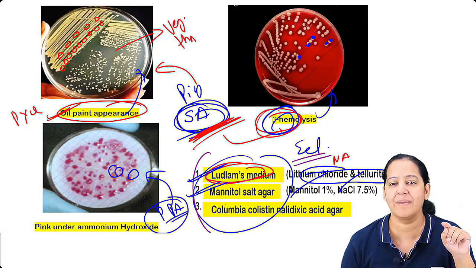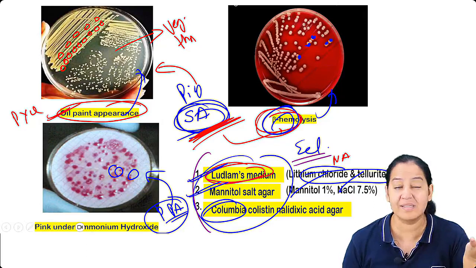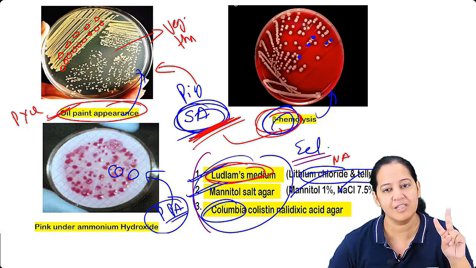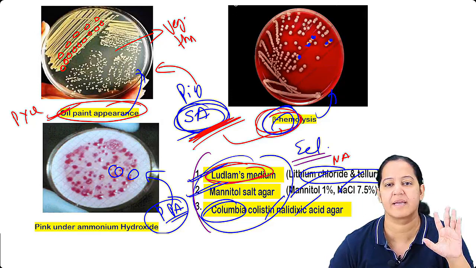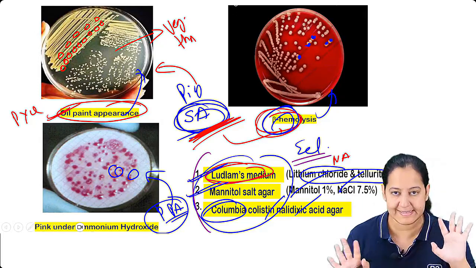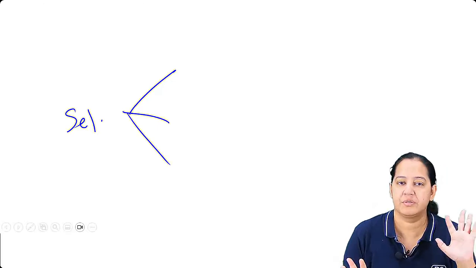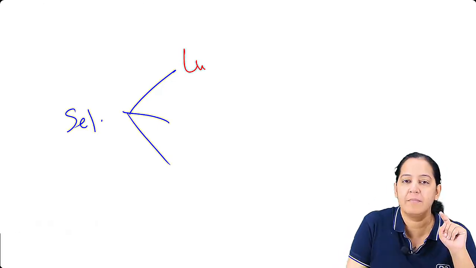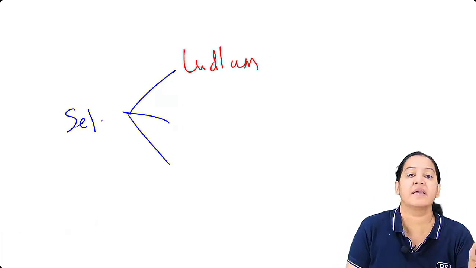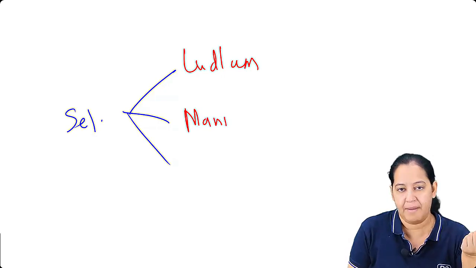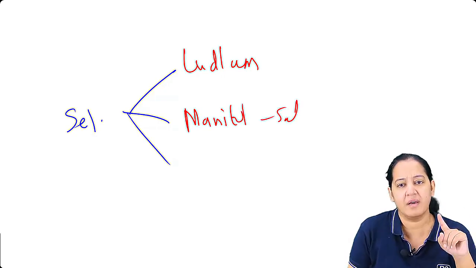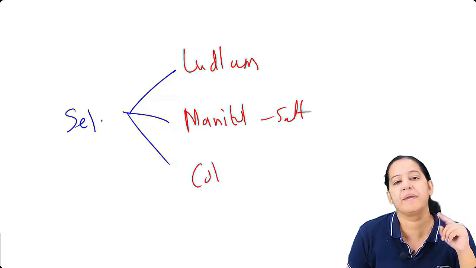And third is Columbia. कोलंबिया में बना होगा. इट्स अ प्लेस. इसमें हमने 2 चीजें डाली, कोलिस्टिन एंड नैलिडिक्सिक एसिड. डोंट वरी. लिसन. सिलेक्टिव मीडिया. लर्न द नेम्स, डोंट लर्न द कंपोजिशन. ठीक है? द फर्स्ट इज Ludlam, नेम ऑफ द साइंटिस्ट. सेकंड इज मैनिटोल सॉल्ट, इट्स अ कंपोजिशन. एंड थर्ड इज कोलंबिया.